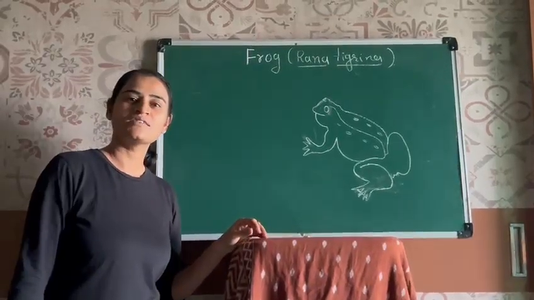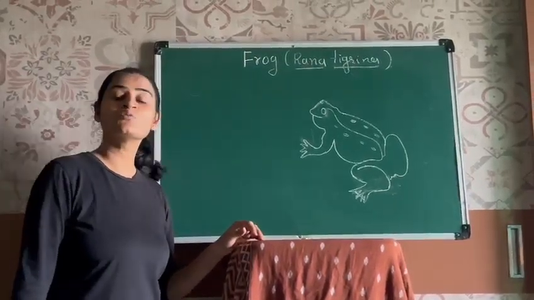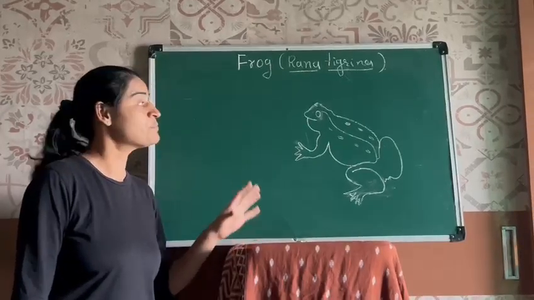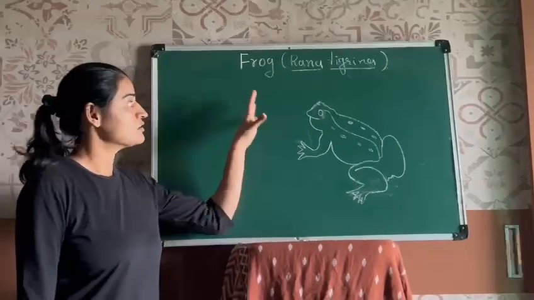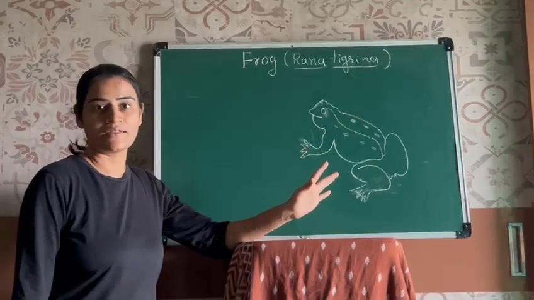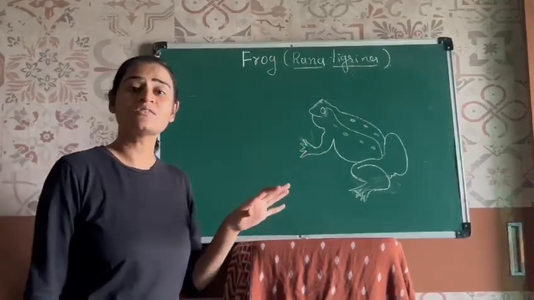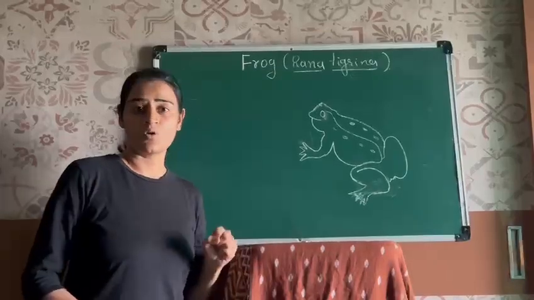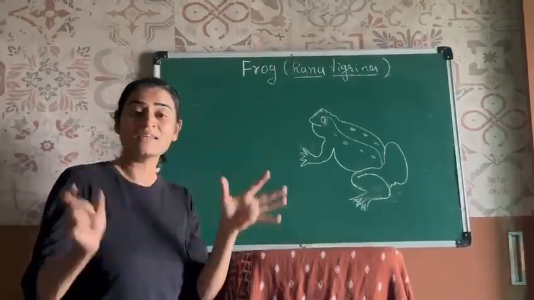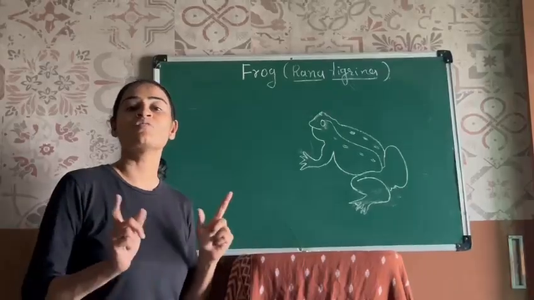Hello dear students, today we are going to study structural organization in animals as a part of this chapter. The model organism we are going to study here is the frog, Rana tigrina. First of all, let us go through what structural organization is. Structural organization is the basic construction or constitution of an animal.